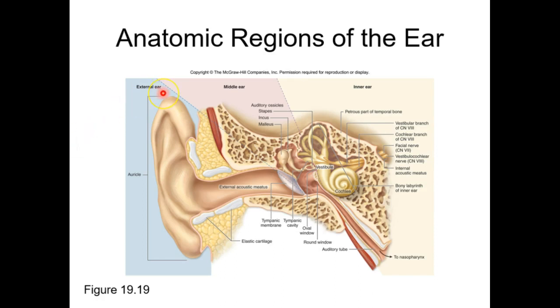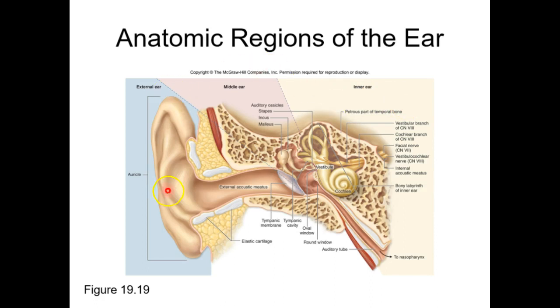Now, anatomic regions of the ear, we are going to have an external ear, a middle ear, and an inner ear with very clinically distinct profiles, right? So let's say, for example, the difference between an external ear infection, middle ear infection, inner ear infection, those all have really different consequences because of their position anatomically.